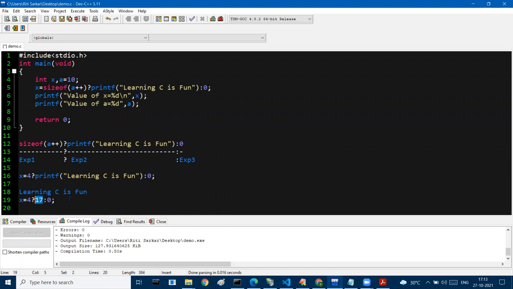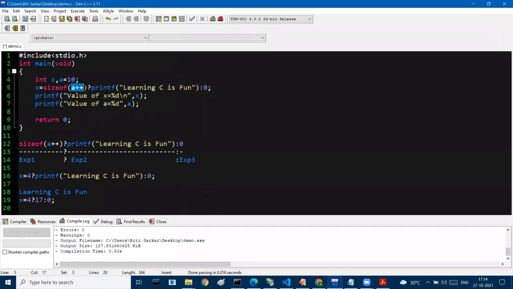Now what will be assigned to this X? Sir, the value that will be assigned to this X is none other than this value, because this is the final value of the expression now, which is 17. So what will be printed here? What will be the value of X? The X value will be 17. And what about the value of A? Sir, A never got the chance of increment.